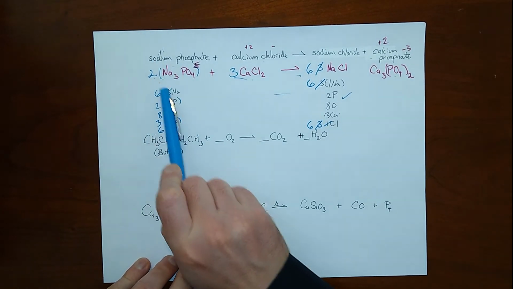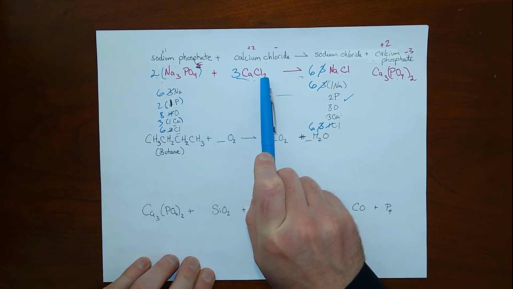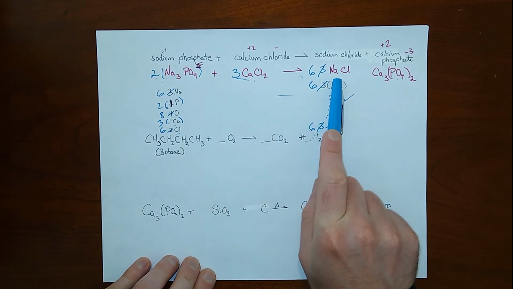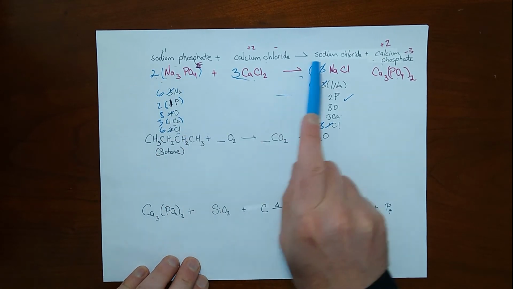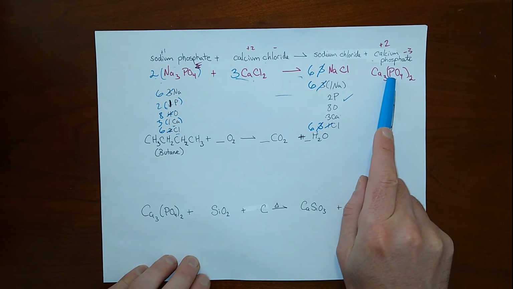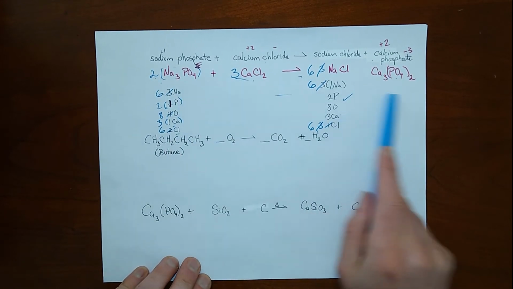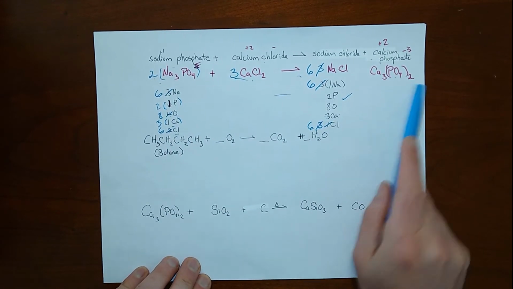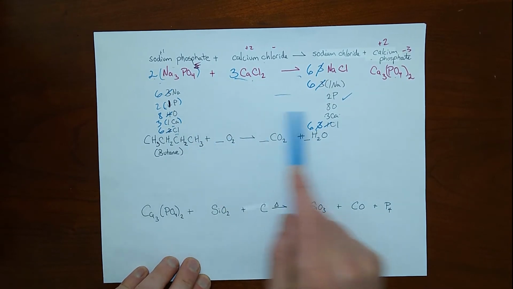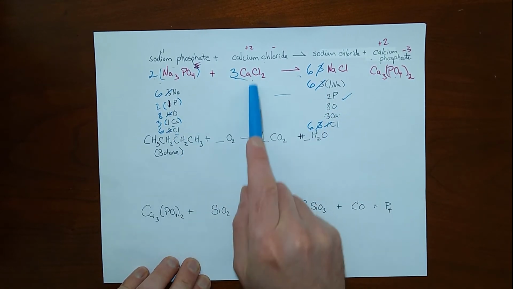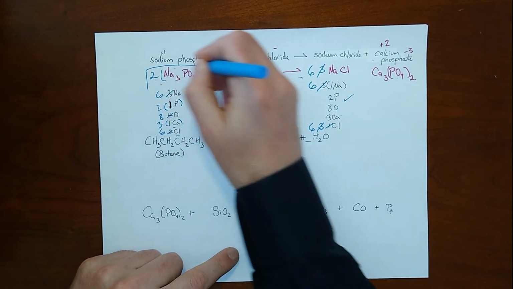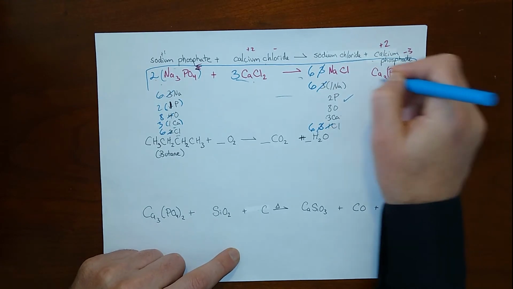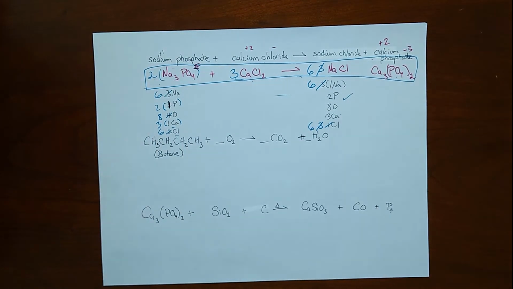2 times 3, 6 sodium. There aren't any other sodiums coming from any of the other compounds. 6 sodium. Okay, sodium's good. 2 phosphorus, 2 phosphorus. 8 oxygen, 8 oxygen. 3 calcium, 3 calcium. 6 chloride, 6 chloride. Okay, so we have the final form of our equation, which is balanced.